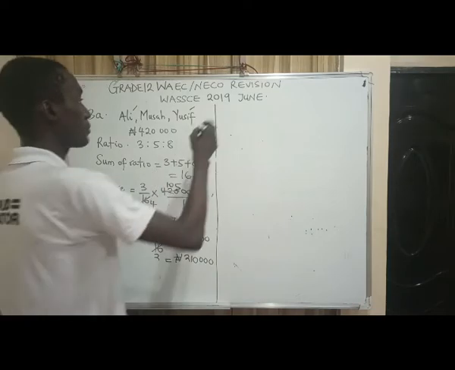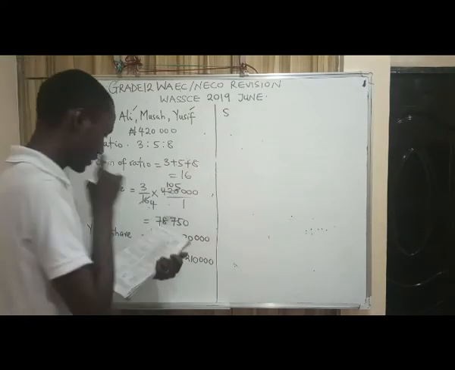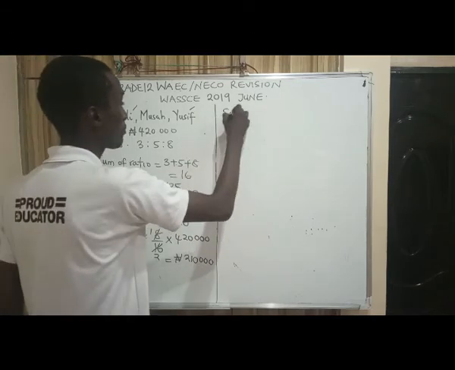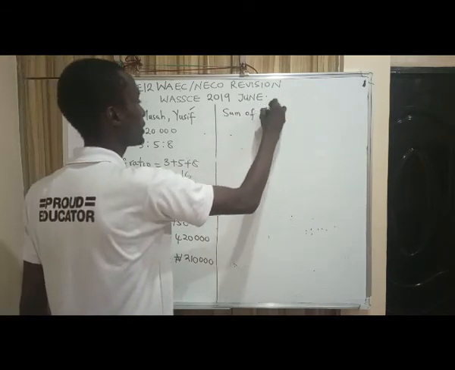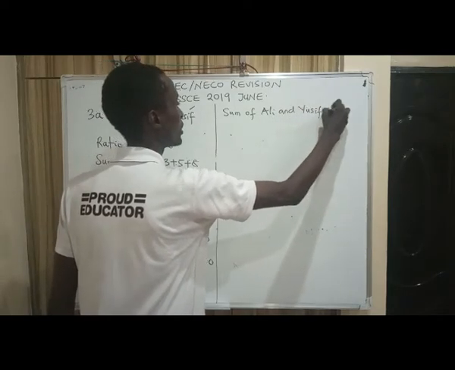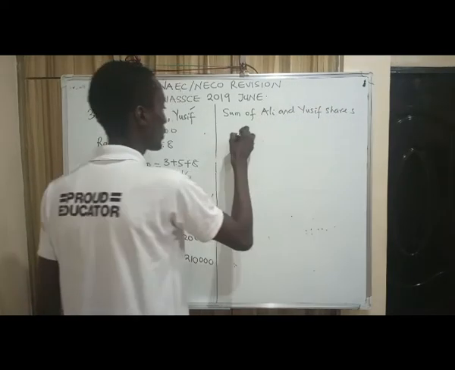So now, the sum of their shares, the sum of Ali and Yusuf's shares, will now be equal to.